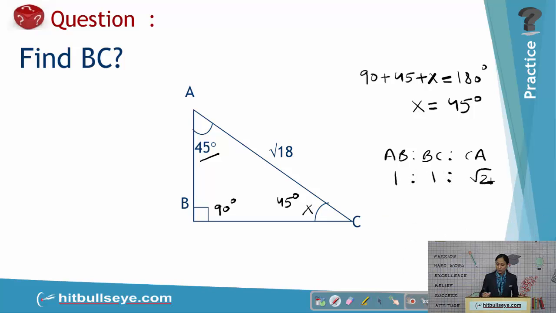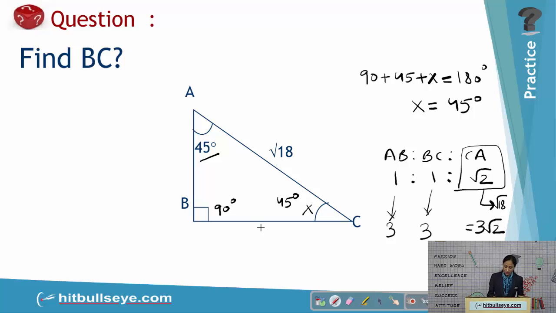root 2. Now the length of CA is given to us as under root of 18, which is 3 root 2, which is thrice of its ratio root 2. So these two sides will also get multiplied by 3, giving the measures of the sides AB and BC as 3. Therefore, BC comes out to be 3.